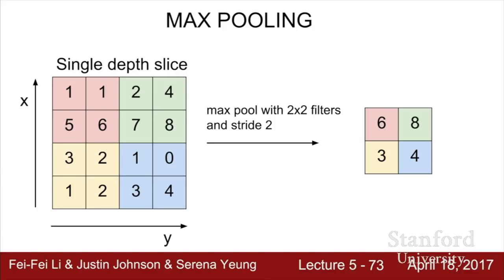We take this filter and slide it along our input volume in exactly the same way as we did for convolution. But here, instead of doing dot products, we just take the maximum value of the input volume in that region. So if we look at the red values, the largest is 6. If we look at the greens, it gives an 8, and then we have a 3 and a 4.